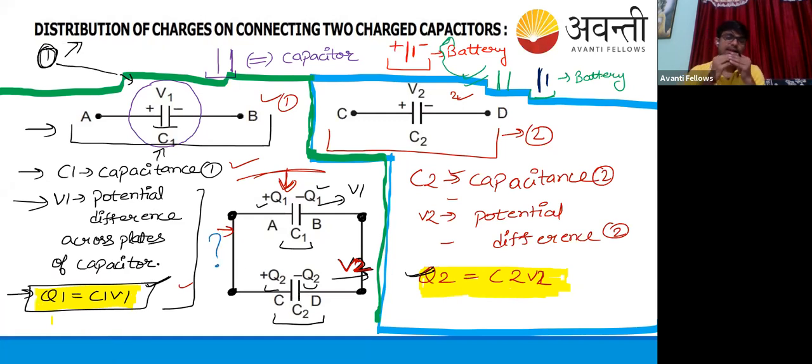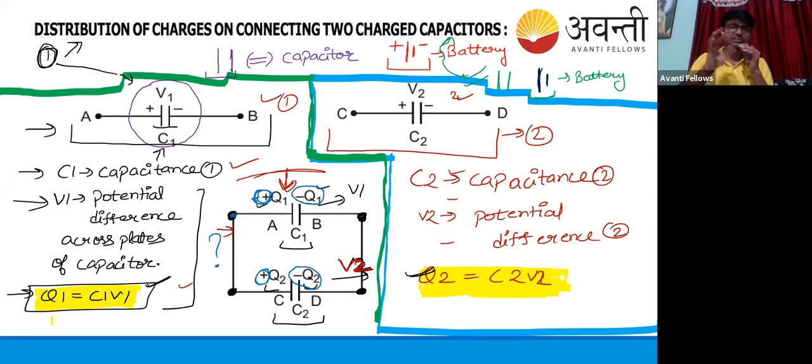When both the capacitors, the AB capacitor or first capacitor having C1, V1, Q1, and the second capacitor, the CD capacitor, having C2, V2 and charge Q2, are connected together with the same polarities, the plus side is connected with the plus side, and the negative plate of the first capacitor is connected with the negative terminal of the second capacitor. That is, similar polarities are connected for both capacitors.